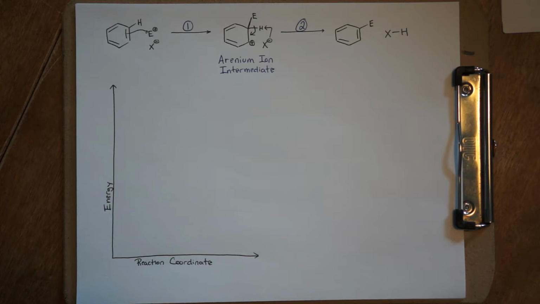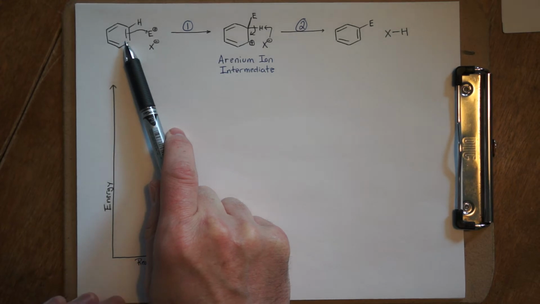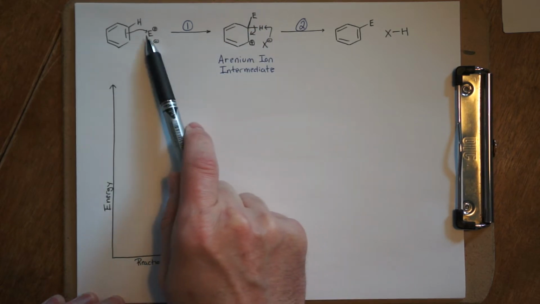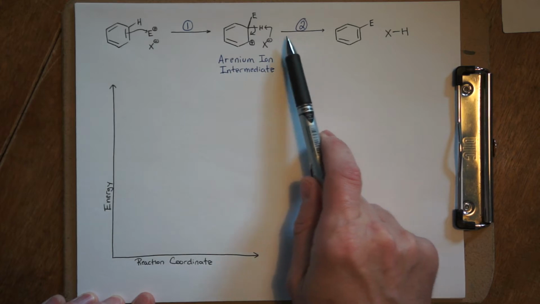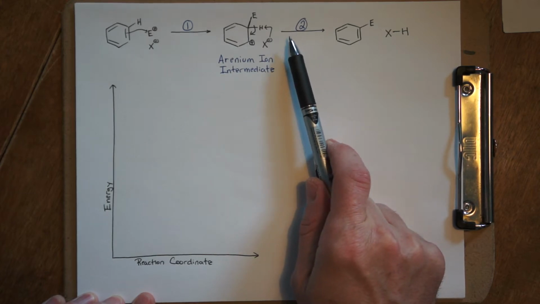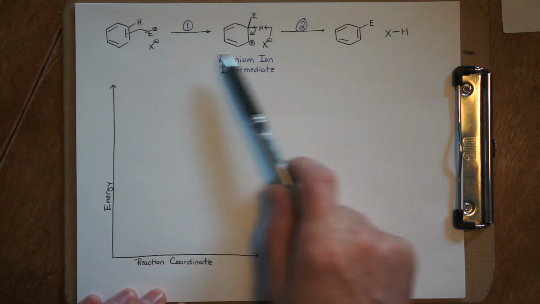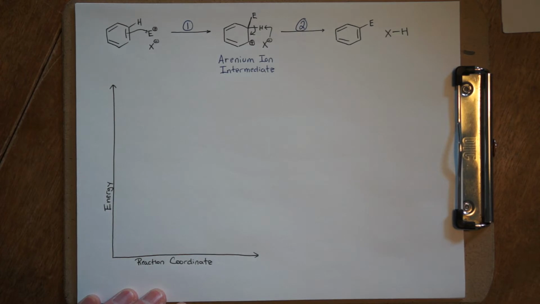So remember, this is a two-step mechanism. The first step is an addition step where we're using the pi electrons of the aromatic system to make a new bond to the electrophile, right? So we're taking two molecules and we're making one molecule. So that's an addition step. And then the second step is an elimination step where we're using some base. In this case, it's the counterion to the electrophile to pluck off a proton and re-aromatize that system, right?